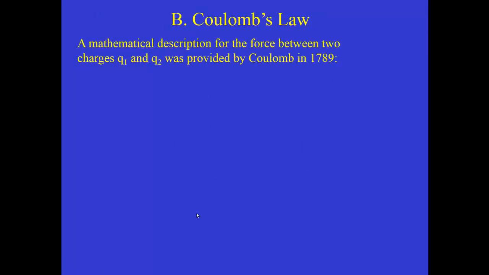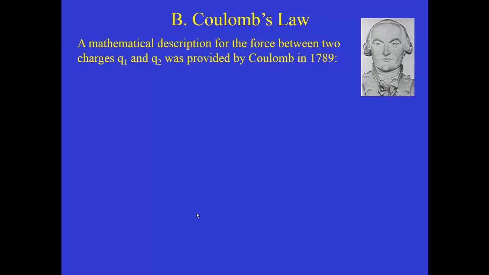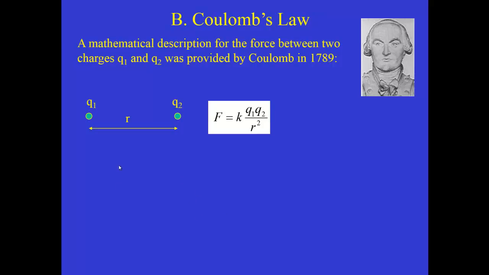Coulomb's law is an expression that tells us how charges interact with one another. If we have 2 charges Q1 and Q2 separated by a distance r, Coulomb in 1789 provided the first experimental evidence for how the force between these charges depended on distance. And he found that the magnitude of the force was proportional to the product of the charges and inversely proportional to the square of the distance between them.